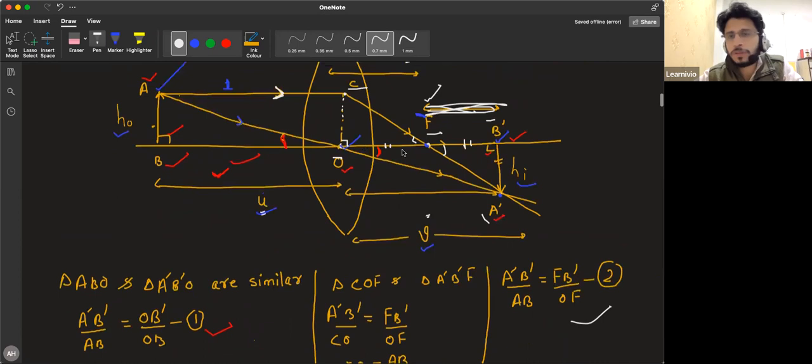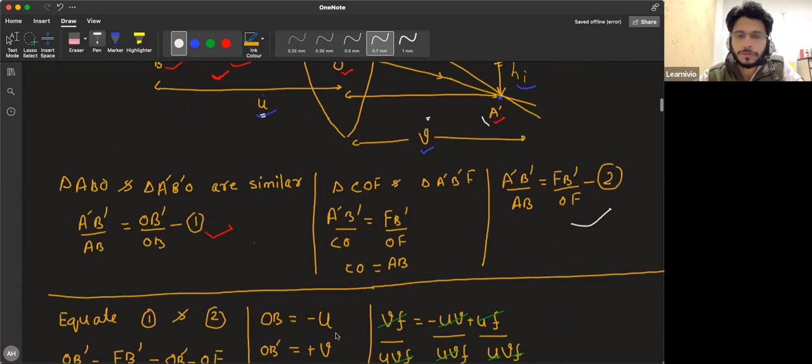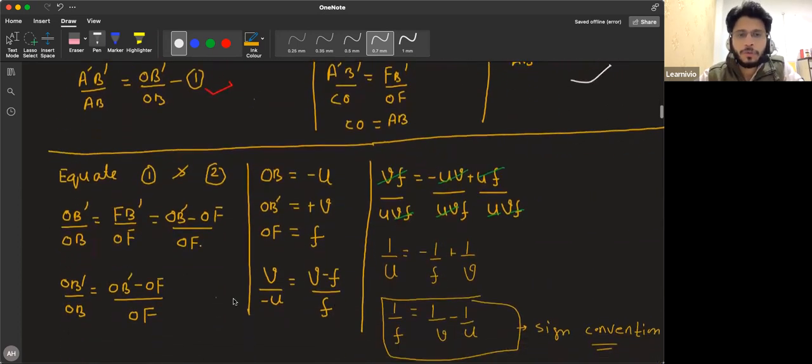And OF is a convex lens, so second focal length is positive. It's plus F. Now just substitute the value. Instead of OB prime, I substitute V. Instead of OB, I write minus U. OB prime minus OF, we write V minus F. OF is F. Now we can just cross multiply them. When you cross multiply them, you get this thing.